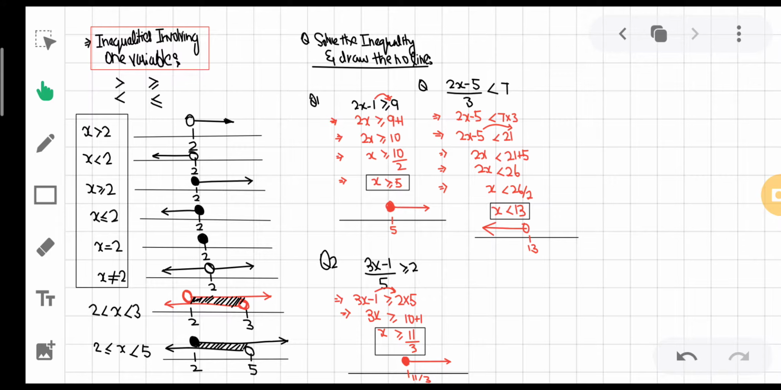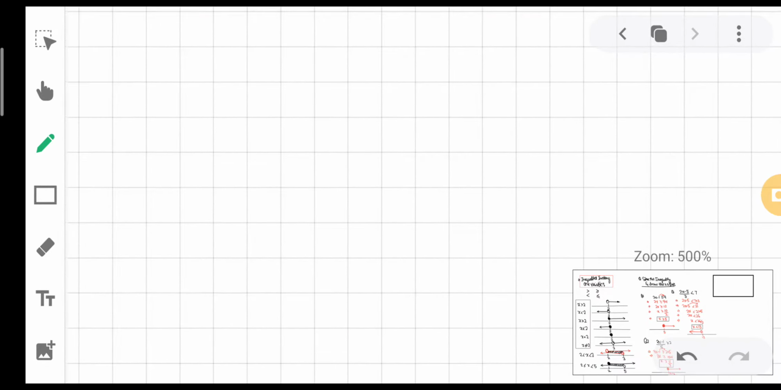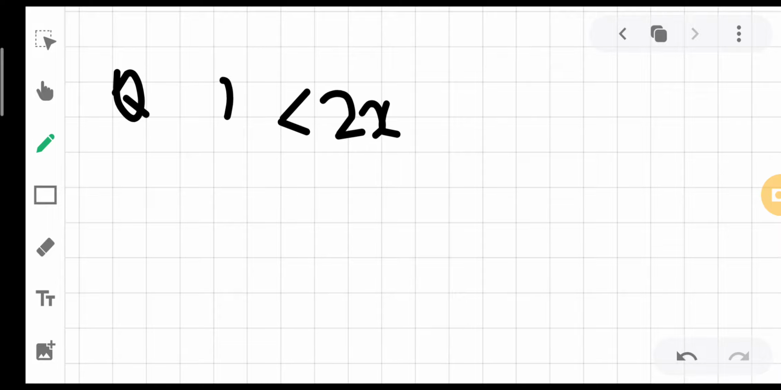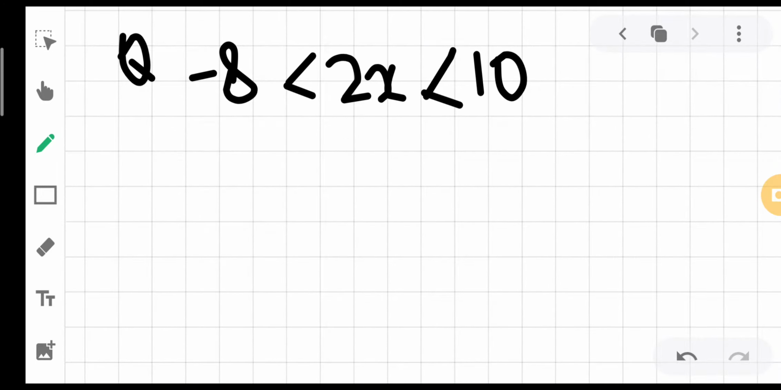So what is one rule change, which we will discuss later on after discussing a couple of cases of combined equality. Now the examiner will give you a simple situation, solve for x. How are you going to solve? The examiner will ask you to calculate the value of x. For example, the situation is like this: -8 < 2x < 10. The examiner is asking you to find the value of x and draw the number line.